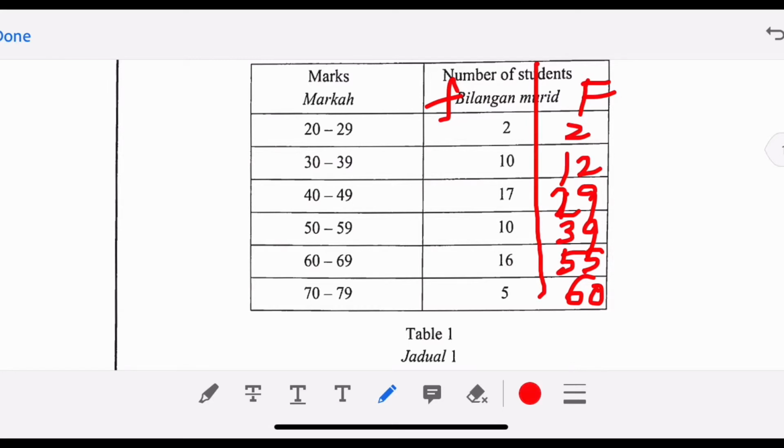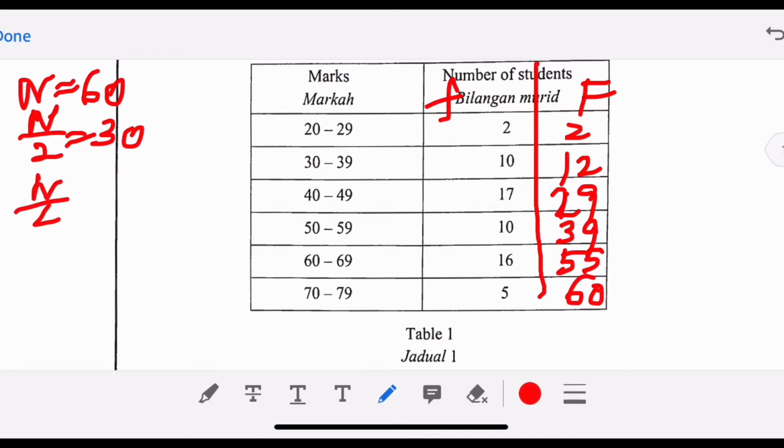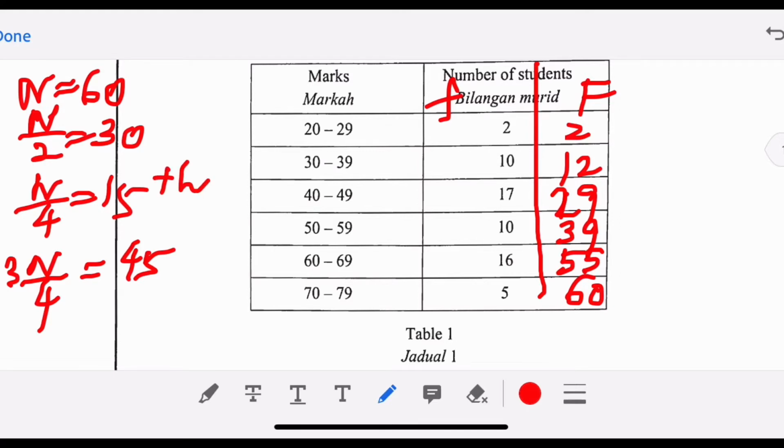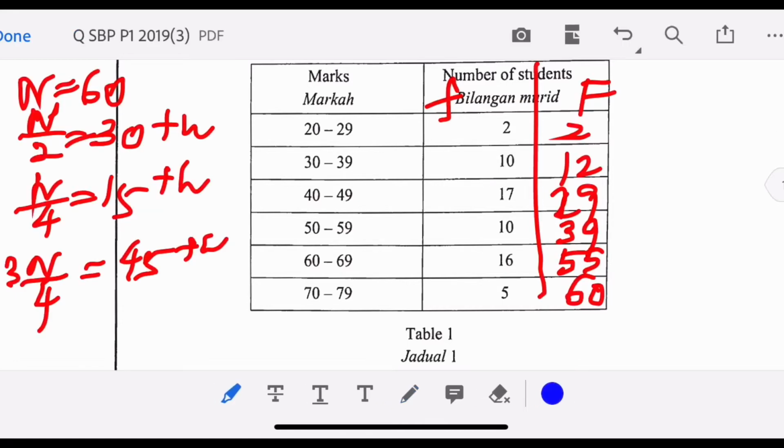So in order to find the third quartile, first of all you have to list out your cumulative frequency. Then your n is equal to 60. If you want to find the median, you take n over 2, which is the 30th. If you are asking for the first quartile, you find n over 4, which is the 15th. And now we are going to find the third quartile, so it's 3n over 4, so it's 45.